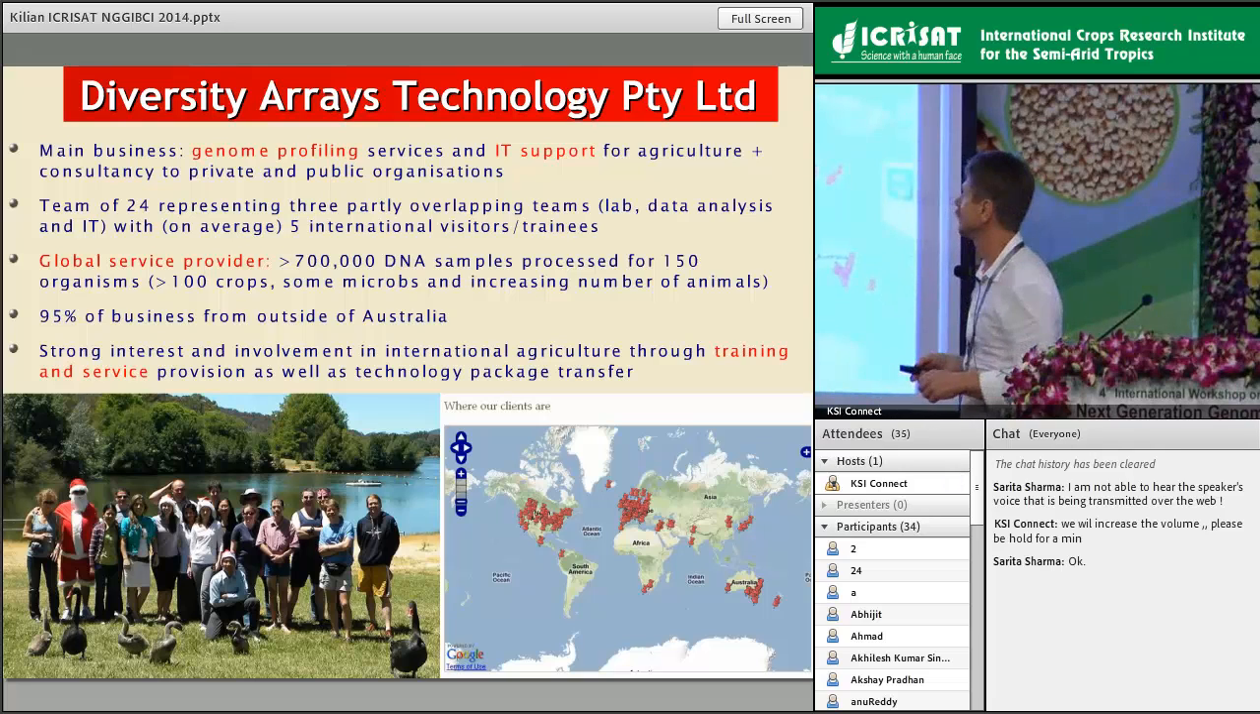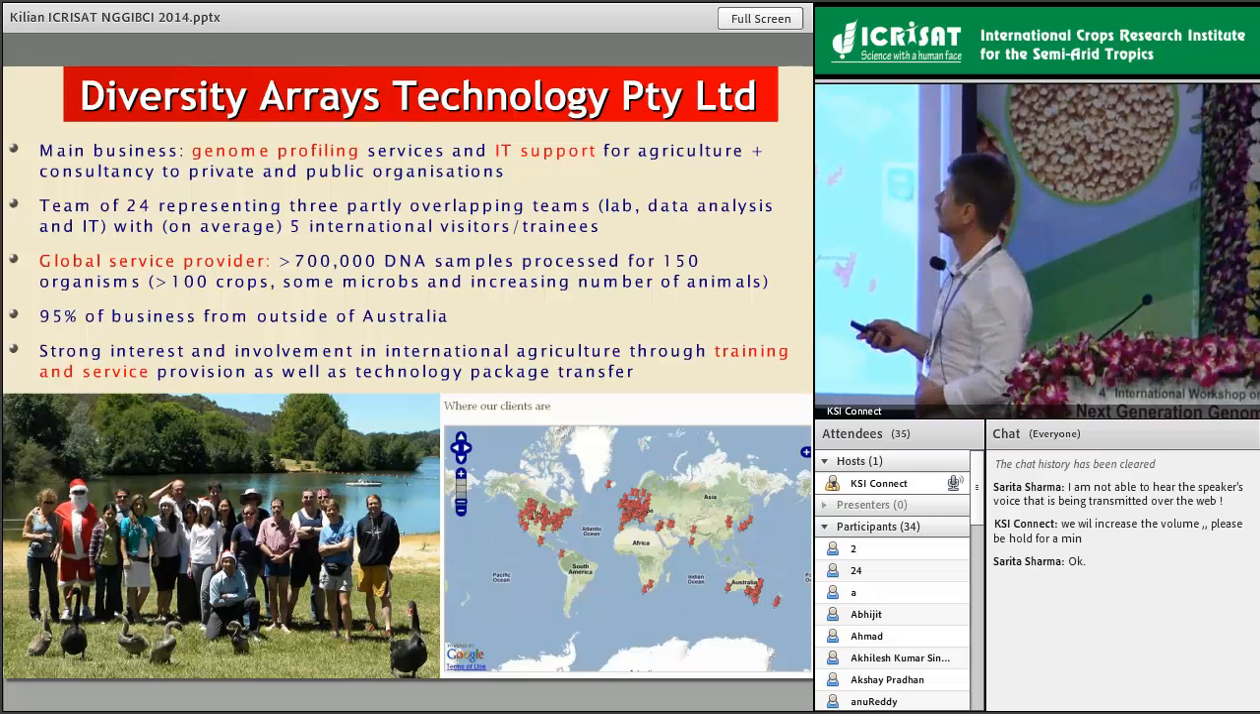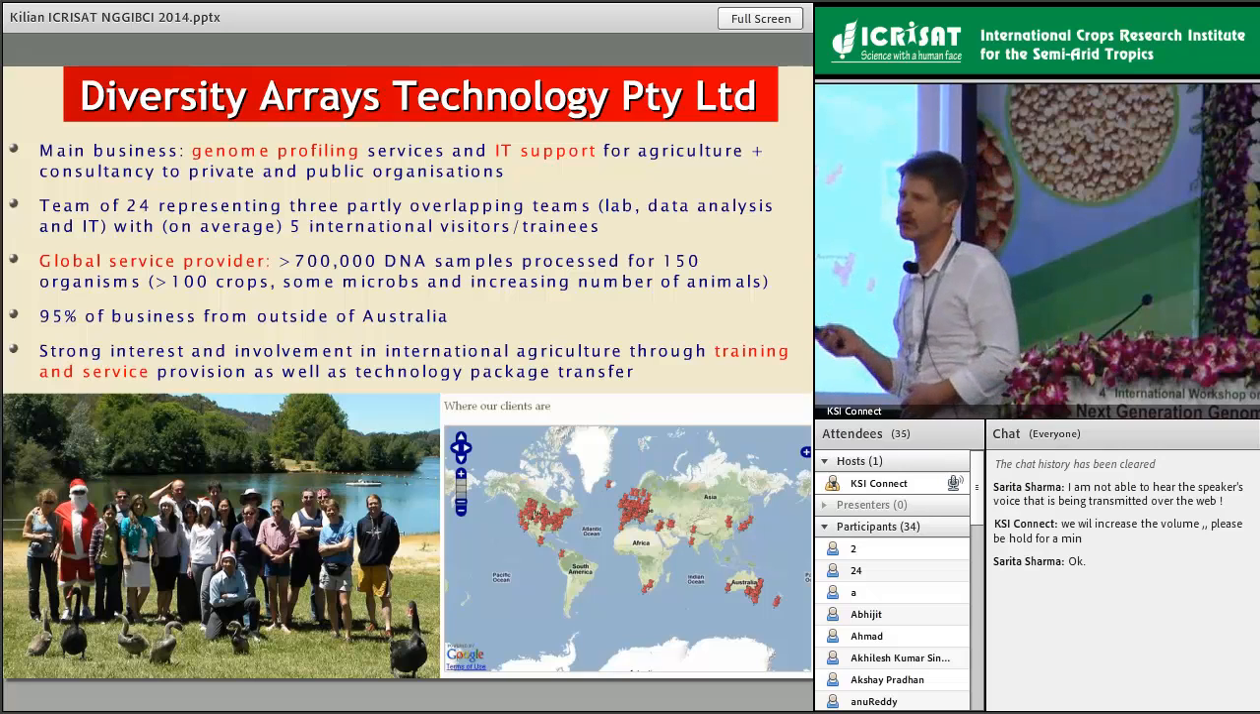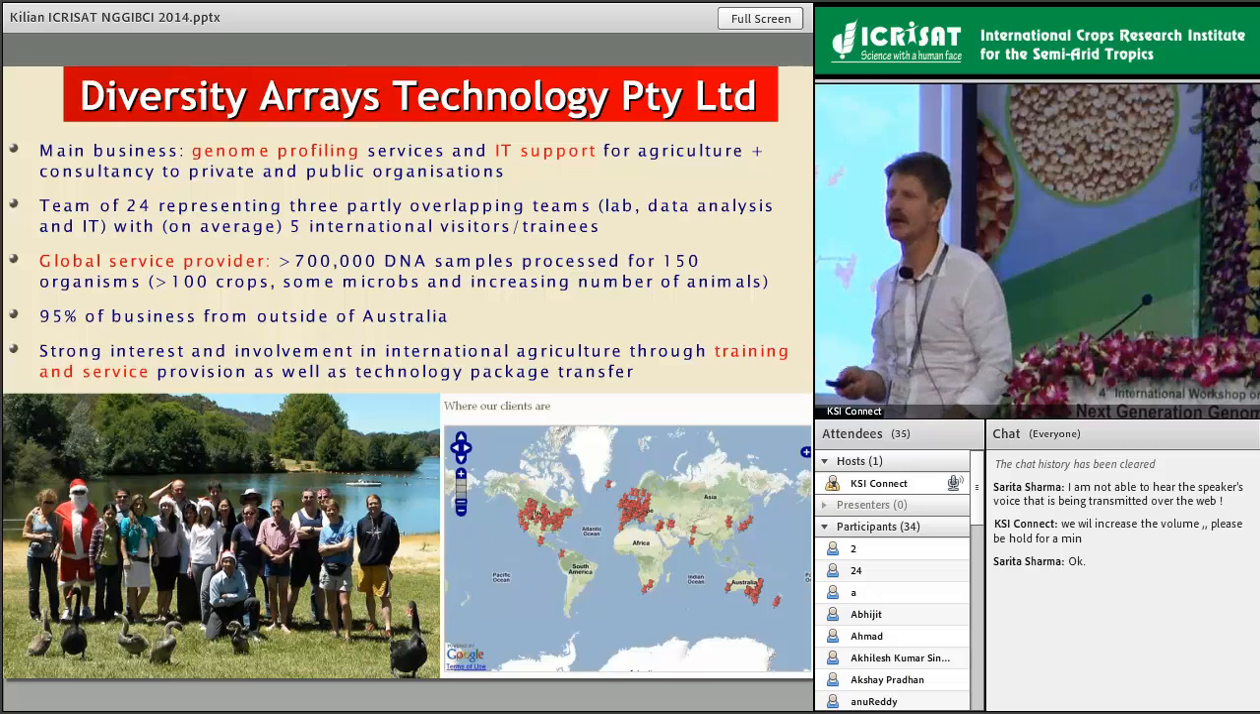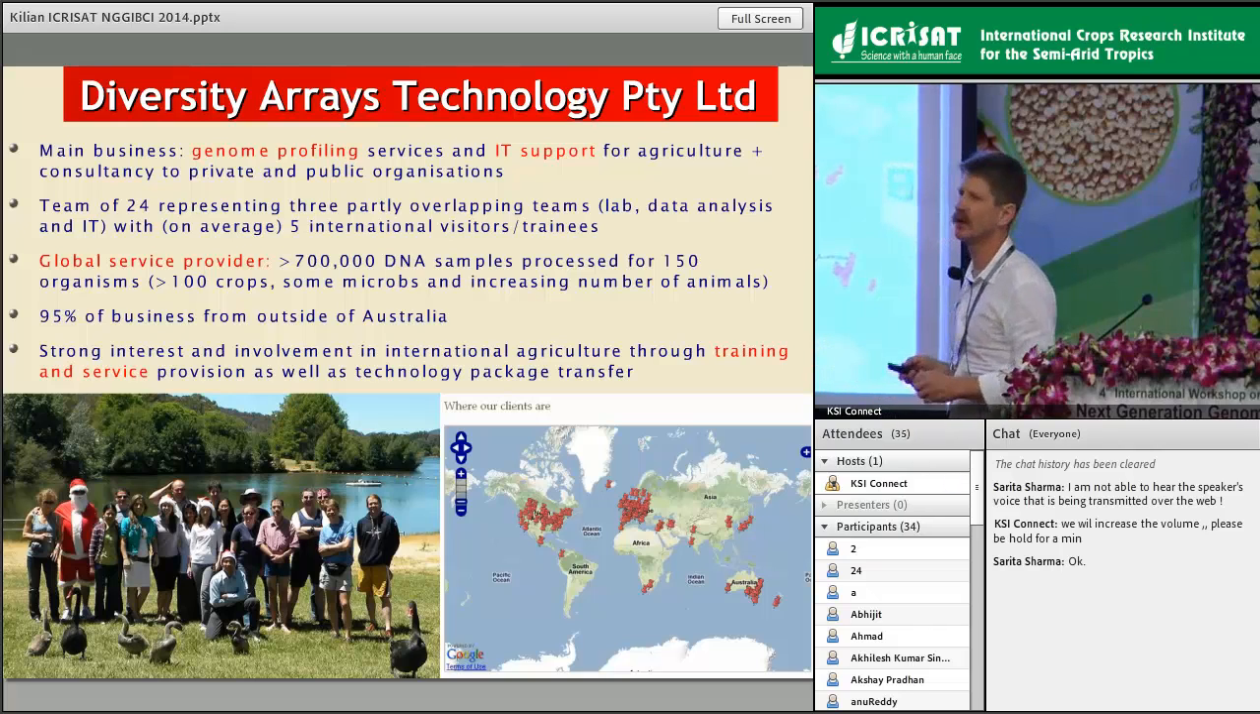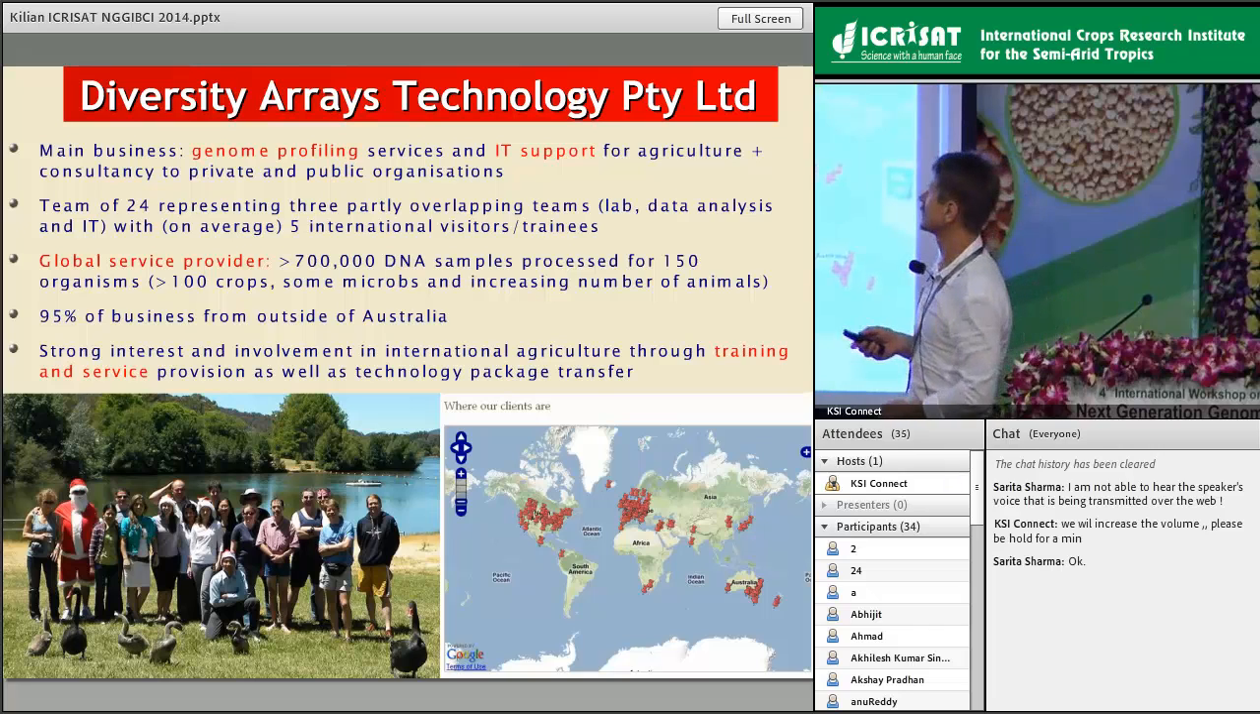In the last 14 years, we have processed about 700,000 DNA samples for whole genome profiling. At the moment, we are at 150 different organisms, and every week we add 1 or 2. We are very far from BGI in terms of size, the number of organisms and the density of profiles, but we're also much smaller than the team at Shenzhen.